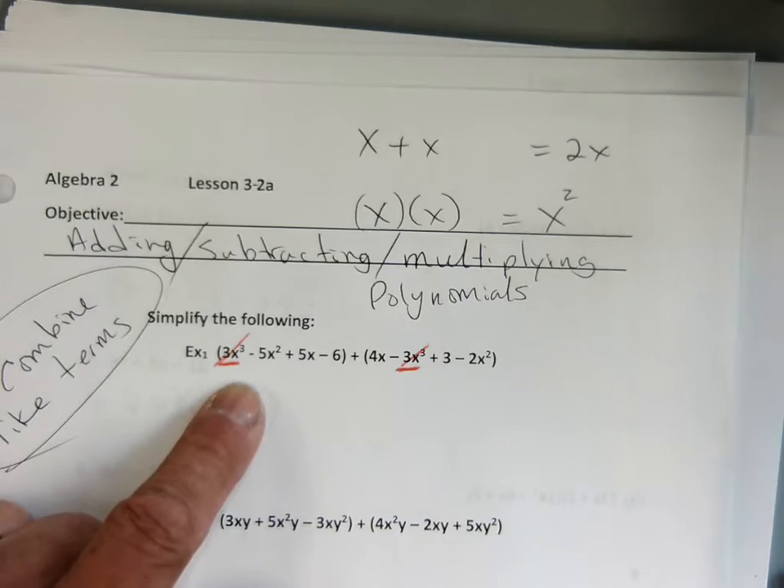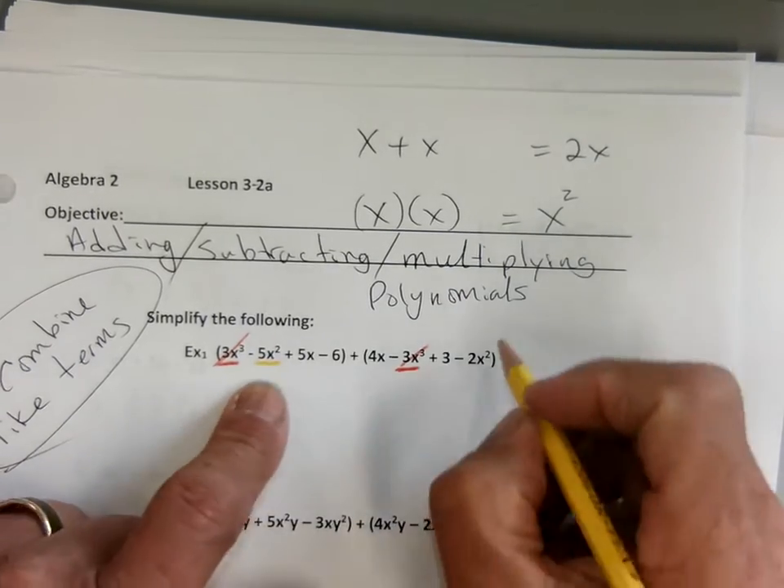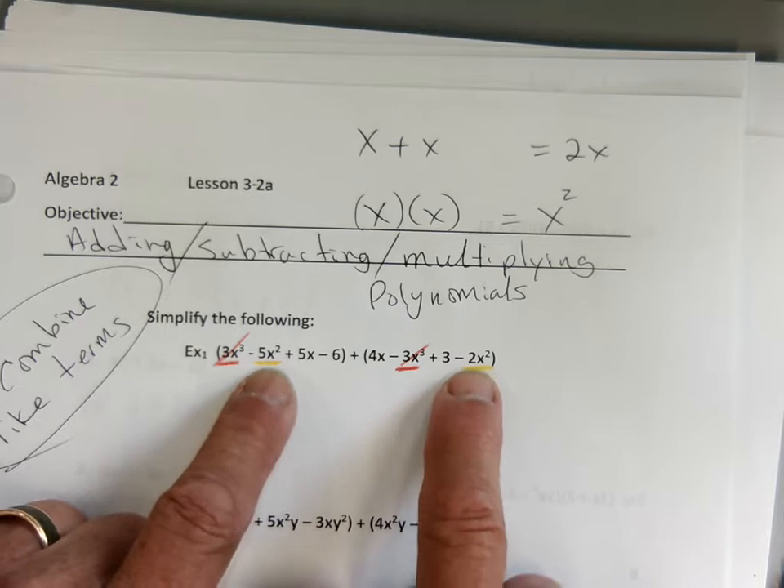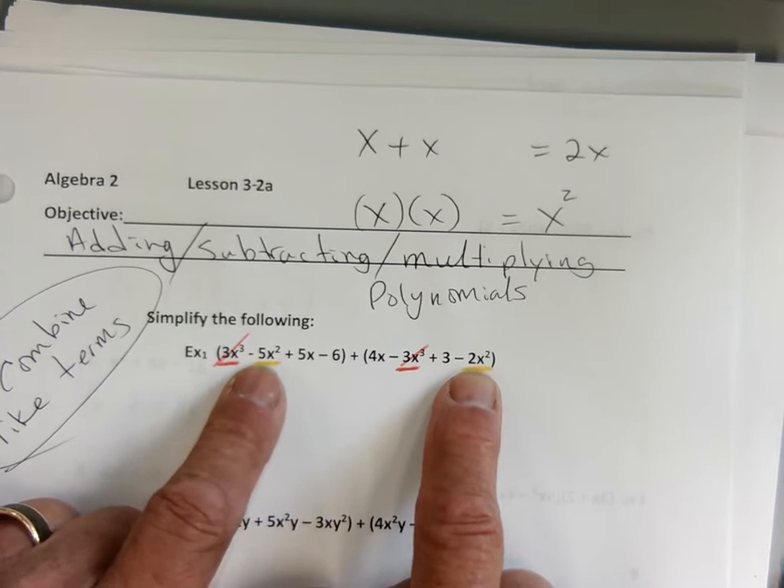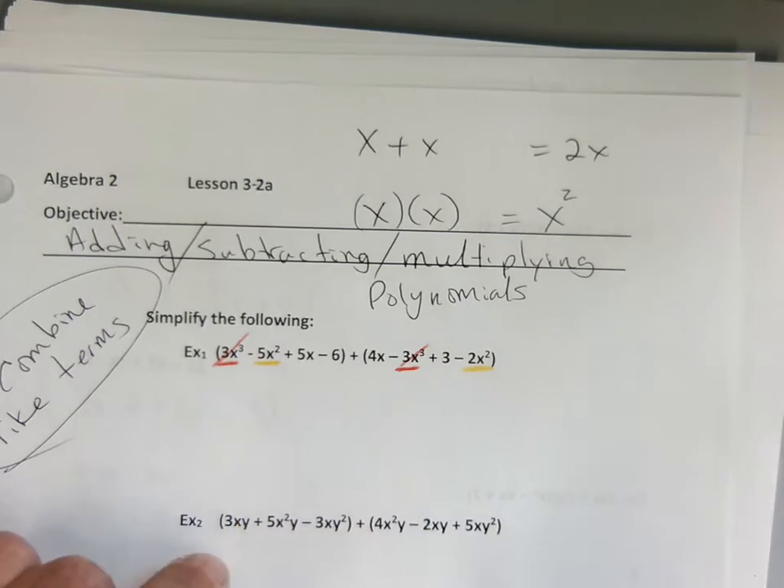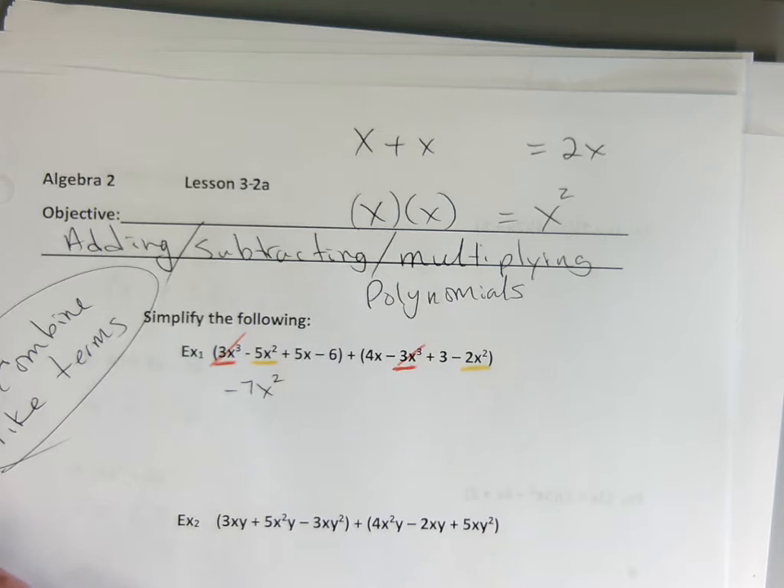Okay, what else is the same? Well, we've got a negative 5x squared and a negative 2x squared. So I combine those. How many x squareds am I going to have? Negative 7. Negative 5 plus a negative 2 makes a negative 7. Do we agree with that? So what we have is a negative 7x squared. That's how many x squareds we have.